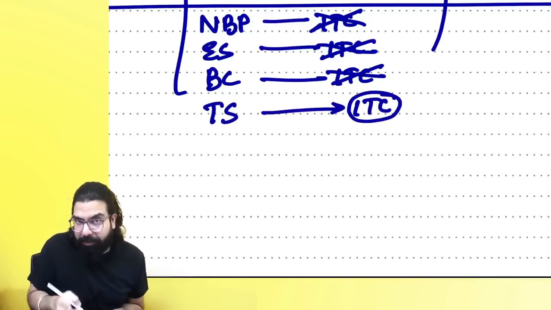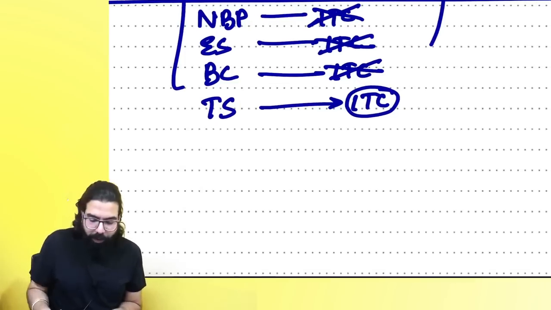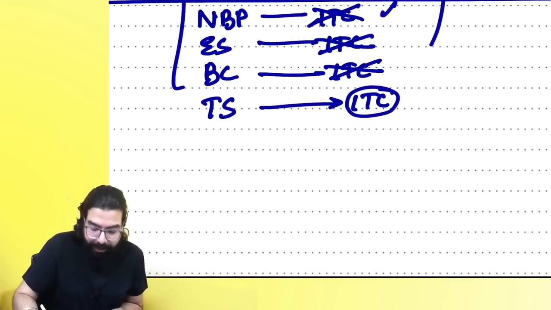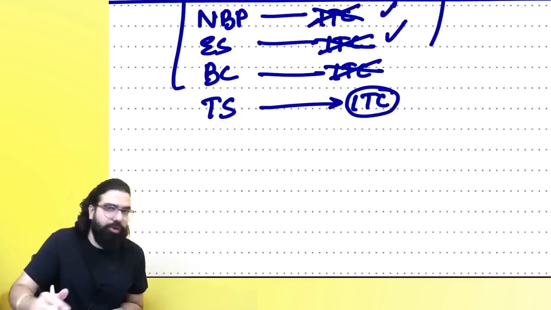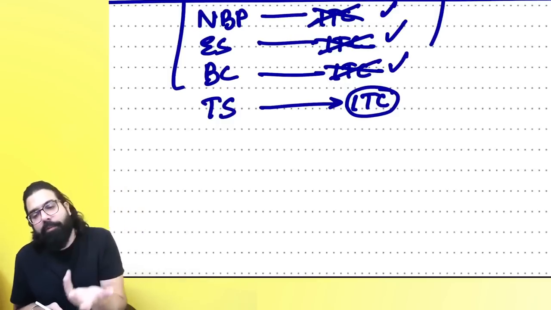You will get the same kind of question in the exam. Please be careful. So for non-business purpose, don't take the credit. For exempt supply related capital goods, don't take the credit. Block credit, don't take the credit.